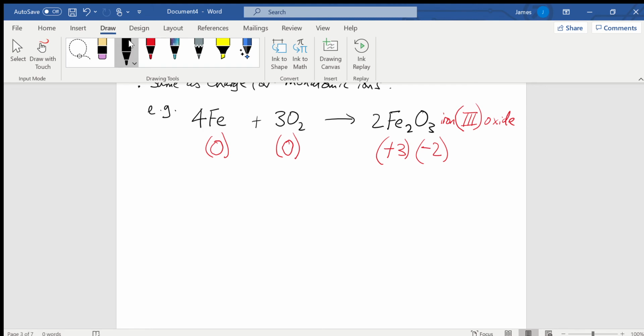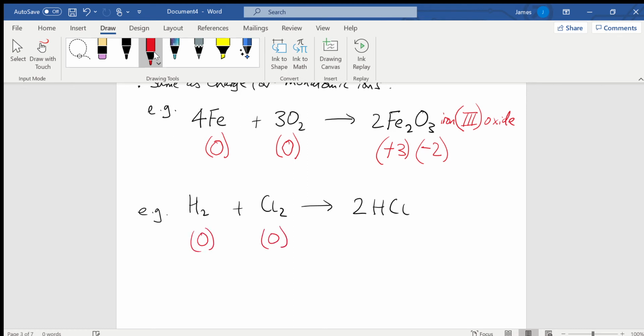How about hydrogen plus chlorine to give 2HCl. Again, hydrogen is elemental. There's one type of atom, so oxidation state 0. Chlorine is elemental, one type of atom, oxidation state 0.